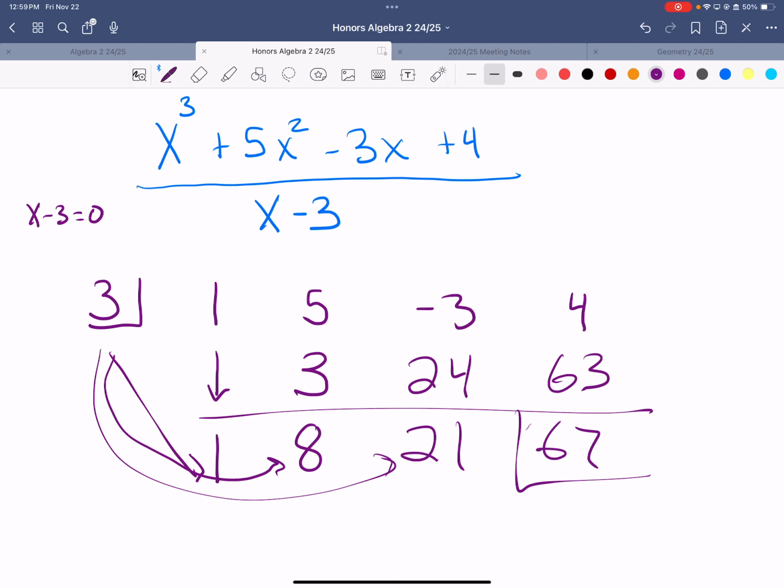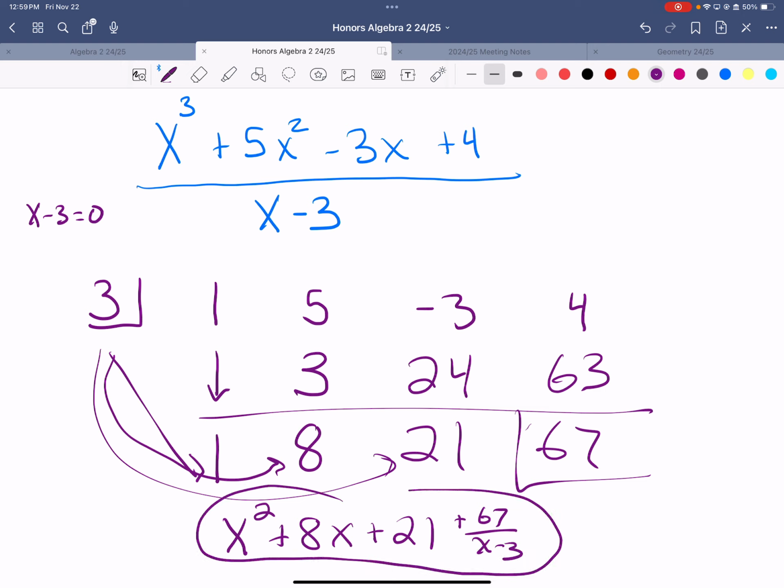Okay, so we've got it written out. Now we need to supply the answer. So we've got a 1, so it's going to be x to the second. We started with third. Make sure we go down 1. Plus 8x plus 21 with the remainder of 67 over x minus 3. Is it a factor of it? No, it's not a factor of it, but we got an answer out of the deal.